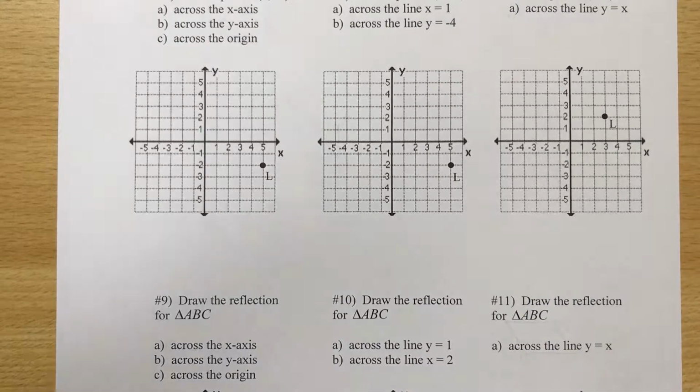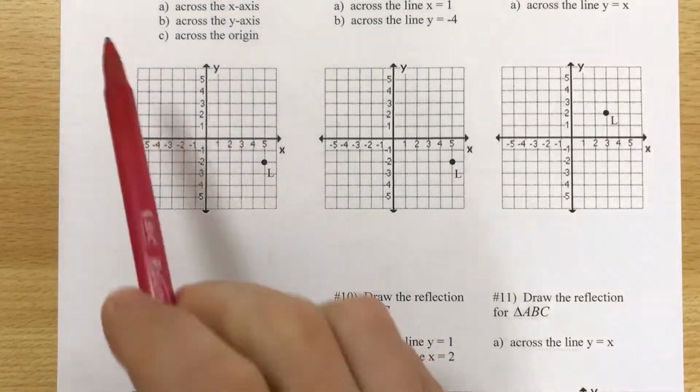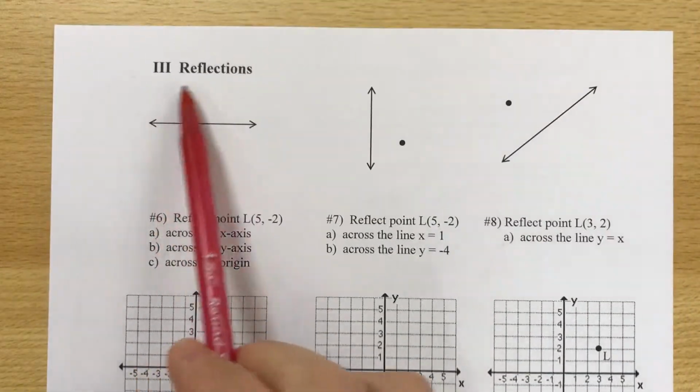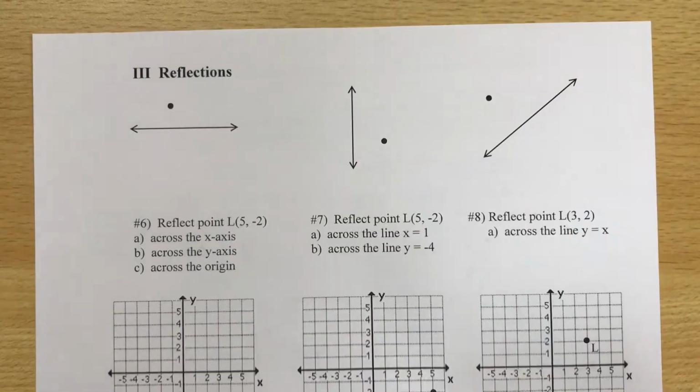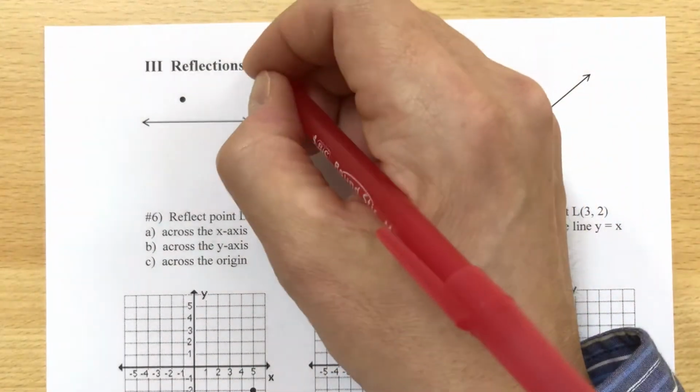Okay, so now we're back. This is actually part 3, and we're on the back of the notes here, which is the reflections. Okay, so let's talk about what reflections are. Now, we defined it on the front. A reflection is basically a flip.